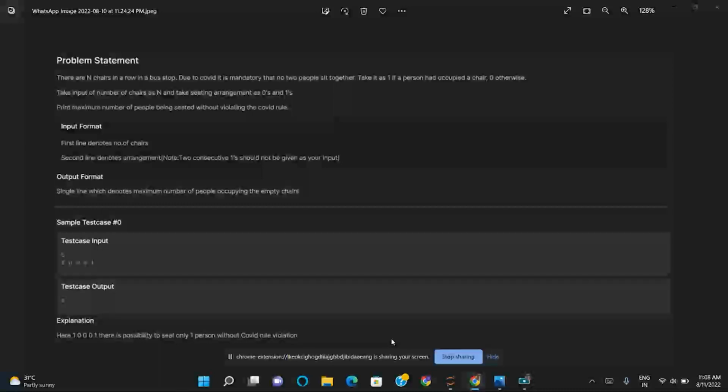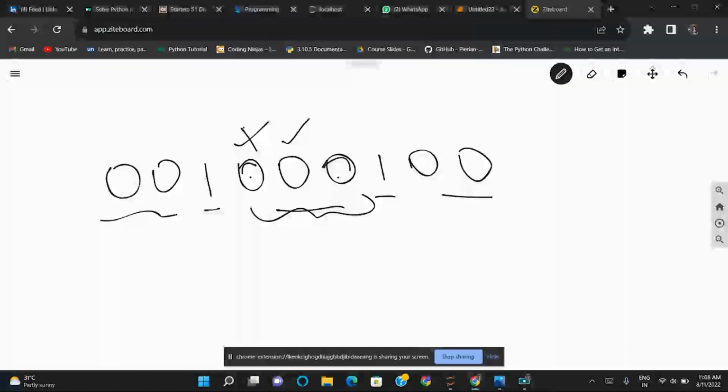Here, the input format is: the first line denotes the number of chairs and the second line denotes the arrangement. And the output format is we have to print the maximum number of people occupying the empty chairs. So let us consider this example: 0, 0, 1, 0, and 1, 0, 0. That is, only the people are seated in these two places and everything else is empty.